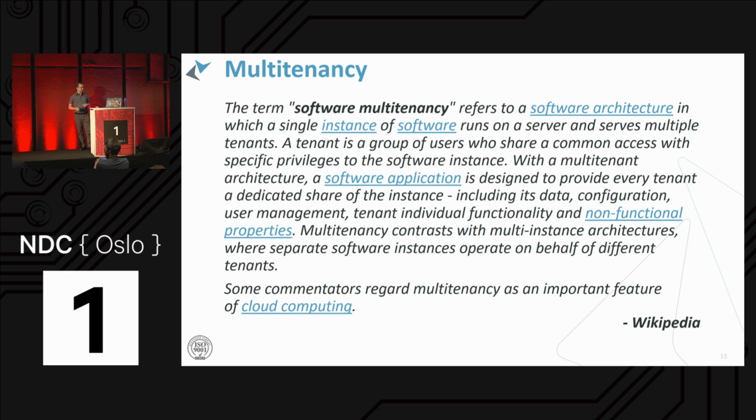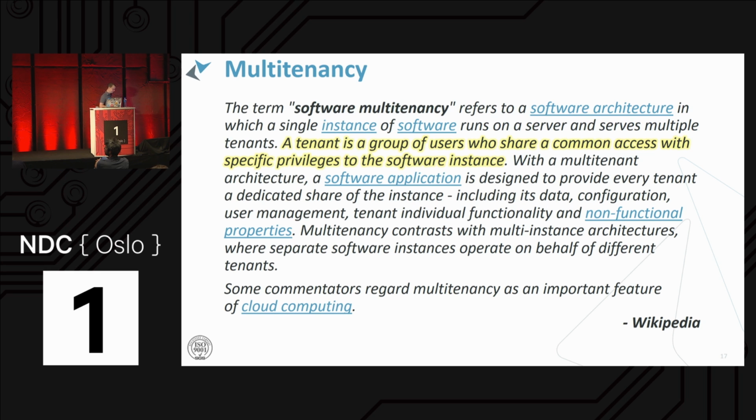The term software multi-tenancy refers to a software architecture in which a single instance of software runs on a server and serves multiple tenants. The key thing here is that we have a single instance of software, one system, which gives service to a lot of tenants. We'll get back to the single instance later on. But what is a tenant? A tenant is a group of users who share a common access with specific privileges to the software instance.